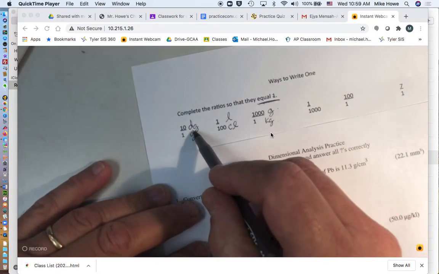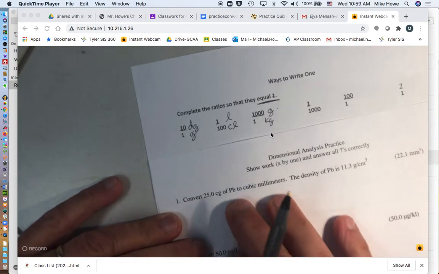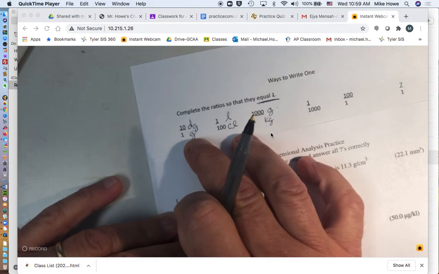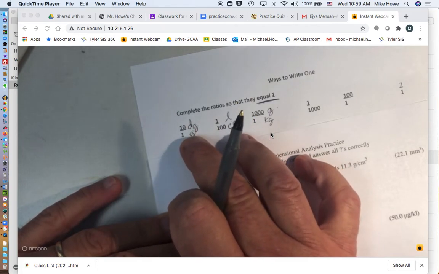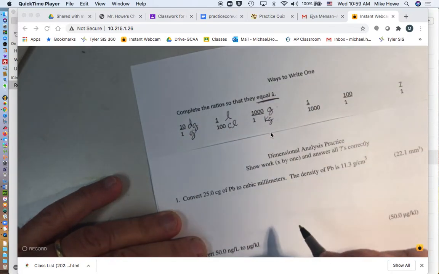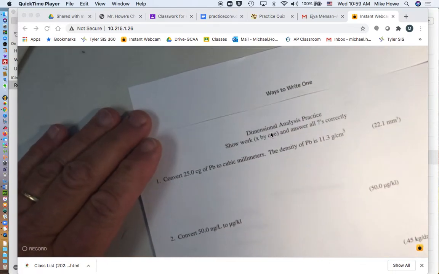The idea is when we do conversions in this type of problem that we're writing ratios that equal 1. We write the ratios so that the top and the bottom are equal to each other and they equal 1. We write the ratios in such a way that our undesirable units cancel out. So let's take a look at this number 1.